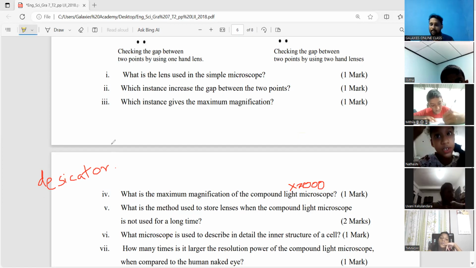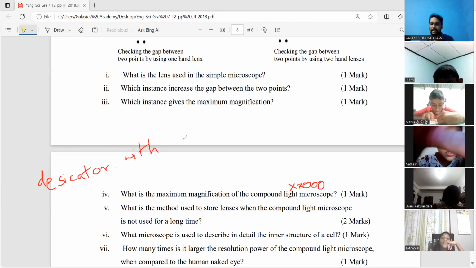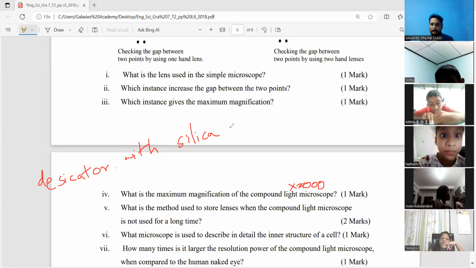With the silica gel. You write down the answer like this. Inside a desiccator with silica gel. Inside the desiccator with silica gel.